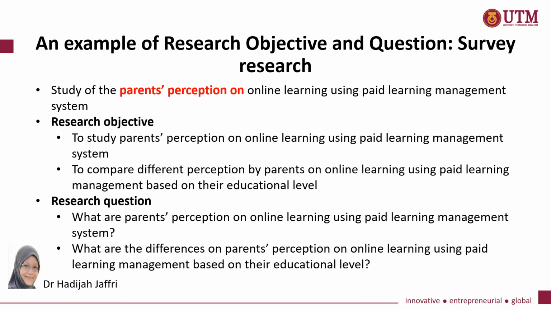So the research question has to be aligned with the research objective. Research objective 1 is aligned with research question number 1: What are parents' perceptions on online learning using a paid learning management system? And research objective 2 is aligned with research question number 2 as well. So it has to be some sort of match with one another. The research objective has to be aligned with the research question.